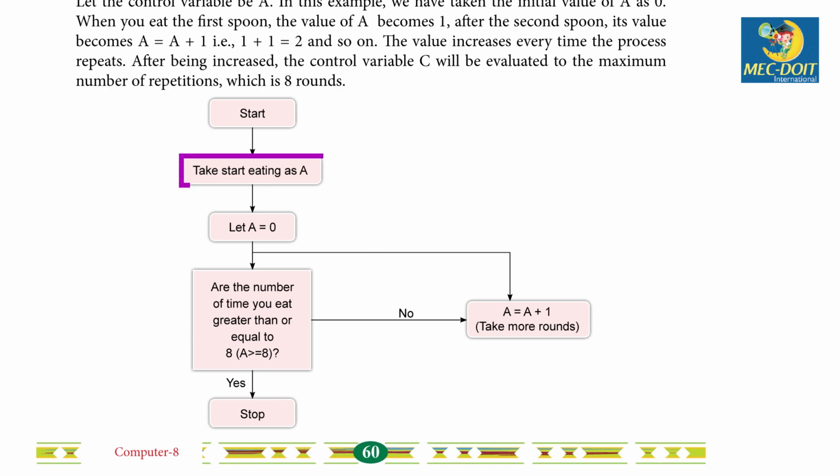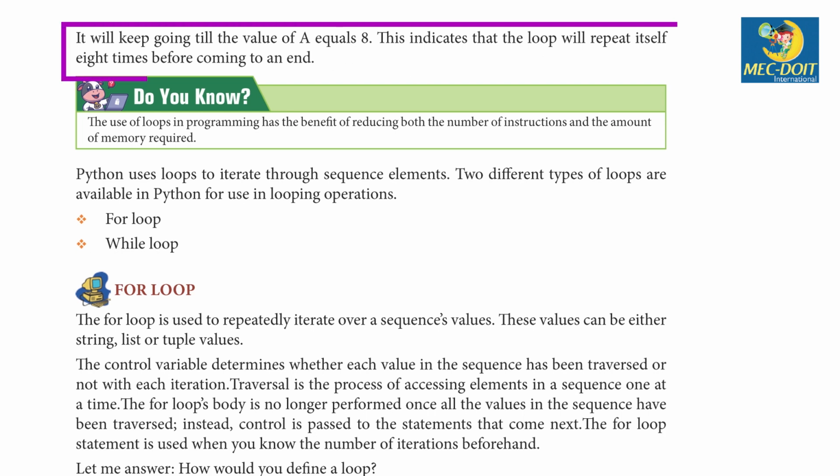Start. Take start eating as a. Let a = 0. Is the number of times you eat greater than or equal to 8? That is, a >= 8? No: a = a + 1, take more rounds. Yes: stop. It will keep going till the value of a equals 8. This indicates that the loop will repeat itself 8 times before coming to an end.